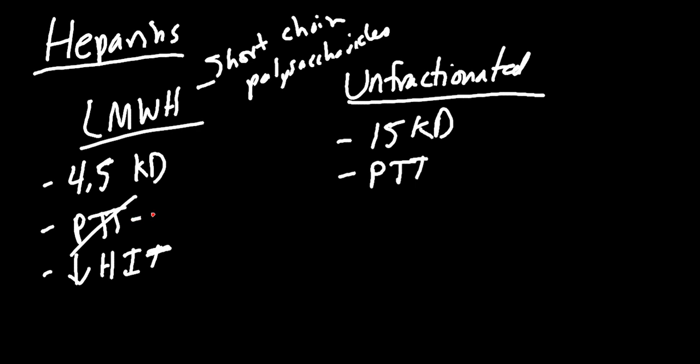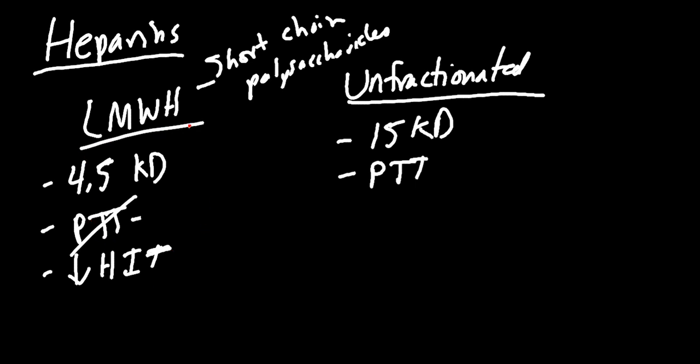Also, you have a way to measure it. You don't use the PTT. You can use an anti-factor 10 assay to monitor it. Not as important to remember. Just remember, if you have unfractionated, you need to monitor the PTT time because you don't want it to elevate too high. You don't want them to be able to bleed, or not, let me back up. You don't want them to not be able to coagulate very well. Sorry for the terminology there.